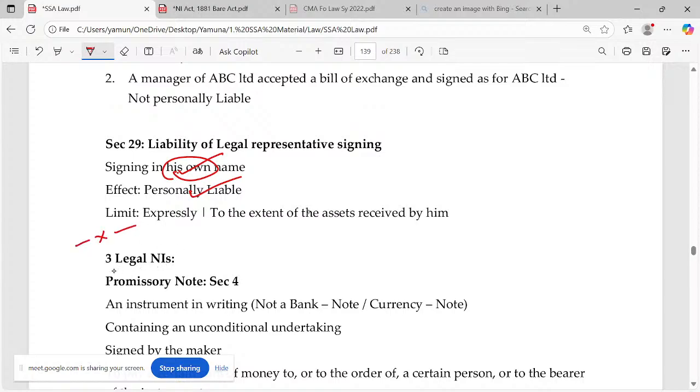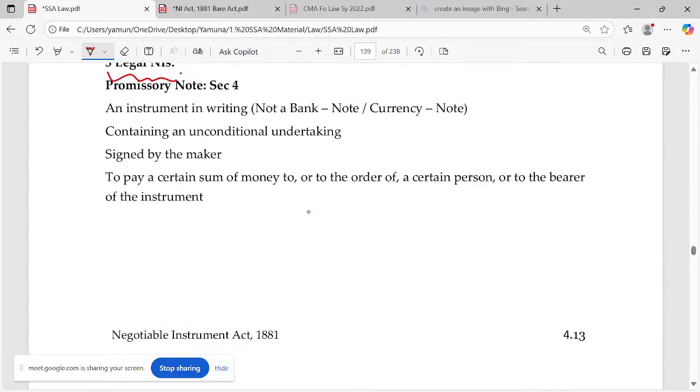Now we have to go for the three main legal instruments part. So first one, section 4 deals with promissory note. As per the definition from the act, it is an instrument in writing. Please make a note, it is not a bank note or currency note. It will be containing an unconditional undertaking, signed by the maker, to pay a certain sum of money or to the order of a certain person or to the bearer of the instrument.